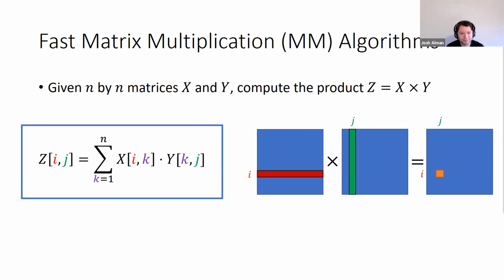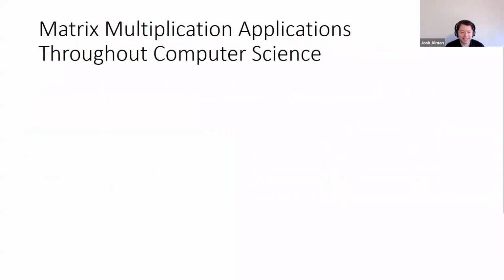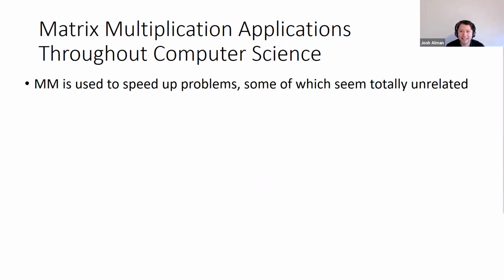And matrix multiplication really has applications throughout computer science. I think one of the most exciting parts is that it's used to speed up lots of problems. Many problems that involve matrices are clearly related to matrix multiplication in some way, but also a lot of problems that, especially at first glance, seem like they have nothing to do with matrix multiplication. Somehow you can still speed these up by reducing to matrix multiplication. So let me give some examples.